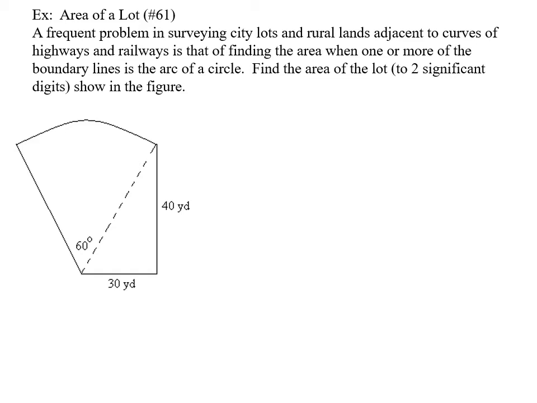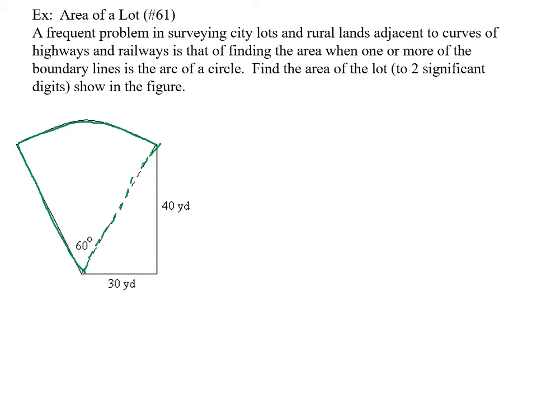Okay, how about a word problem? The area of a lot. So there's a piece of land that needs to be surveyed, and they're not usually perfect straight lines when you do surveying. In this case, we might have, say, a railroad or a street making this curved line out here. And so that makes a sector for this part. I need to find the area of that sector and then the area of the triangle. The area of the sector is the part that's new in this section.